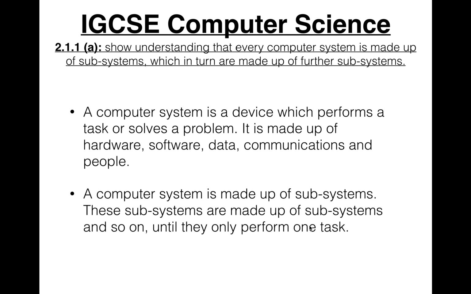A computer system is made up of subsystems. These subsystems are made up of subsystems, and so on, until the subsystems only perform one task. What is a subsystem, and what's the point of having subsystems? Subsystems are used to break up the whole system into blocks, to make it easier and more efficient.